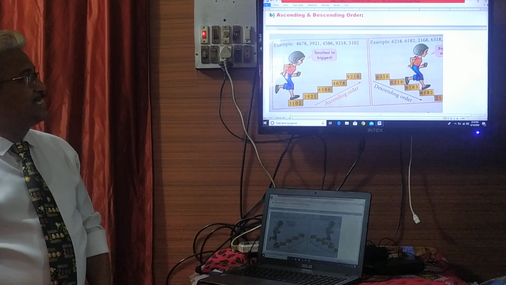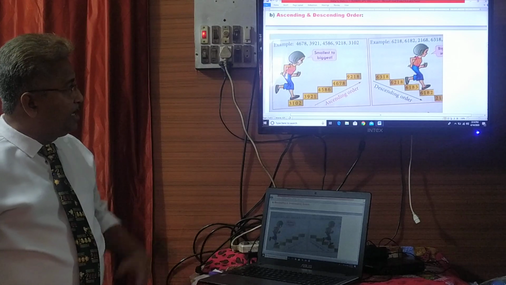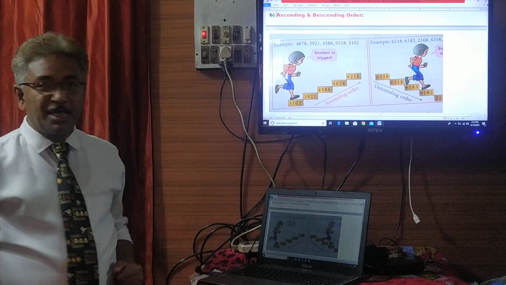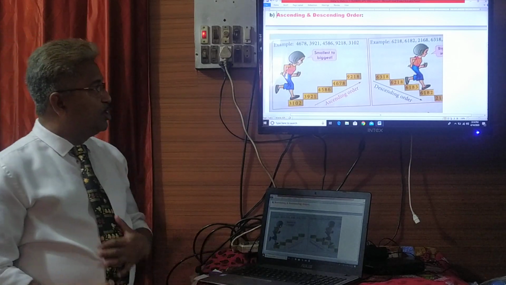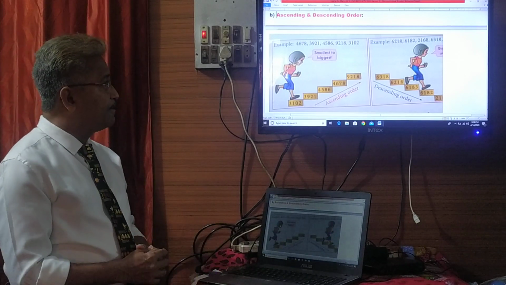Now we move to the second part, which is ascending and descending order. First we have a look at this picture given in your book. It shows a girl climbing up the steps and climbing down the steps.